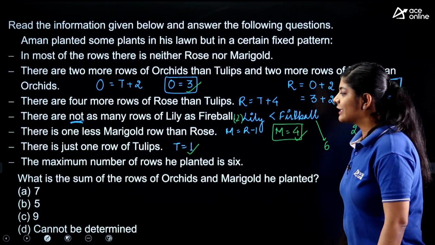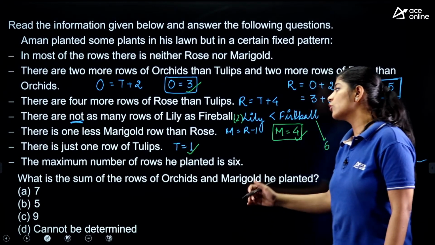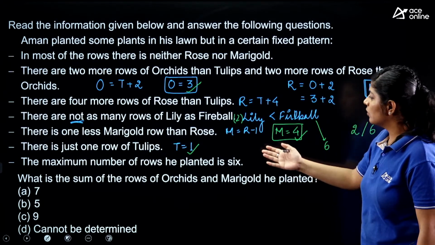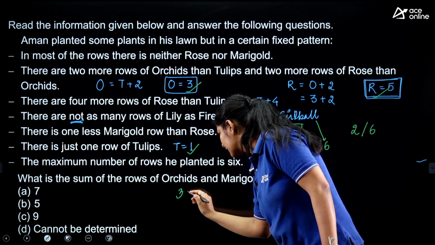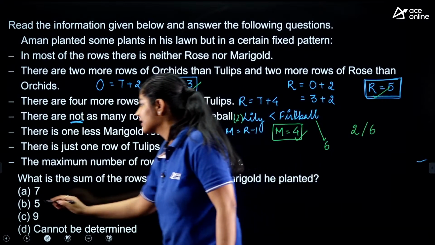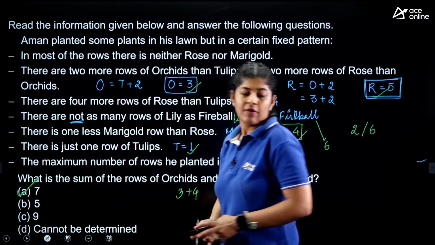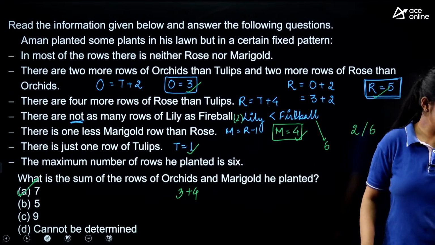Now, the question is asking what is the sum of the rows of orchids and marigold. So, here we are having marigold and here we are having orchids. So, it is nothing but 3 plus 4. So, we got our answer as option number A, 7.